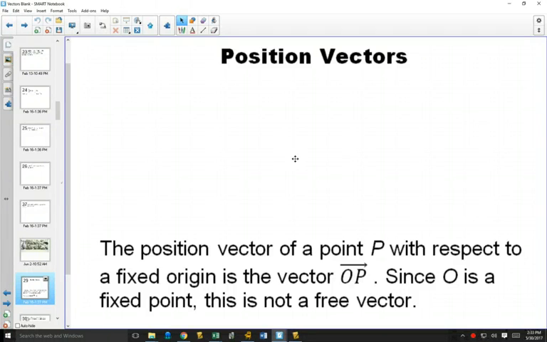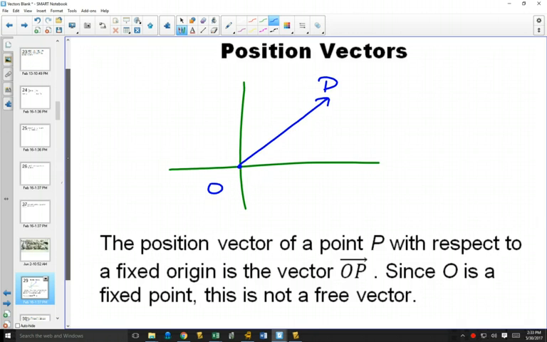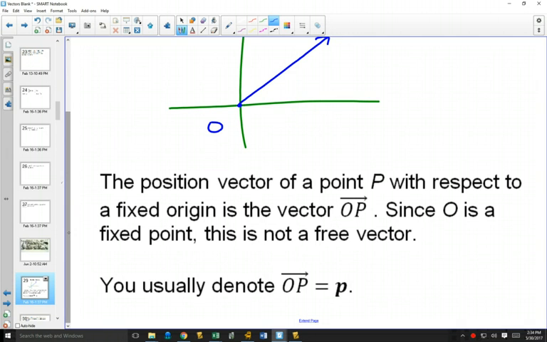A position vector, and I don't know why I have all this white space here, but I'll draw it out. If you go from your origin to any point P, that fixes that vector, and that makes it a position vector. Most vectors that we deal with are free vectors. They float all over the place, but a position vector is fixed to the origin. And we usually denote that as just, if you're going from O to P, then you would just call that vector P.